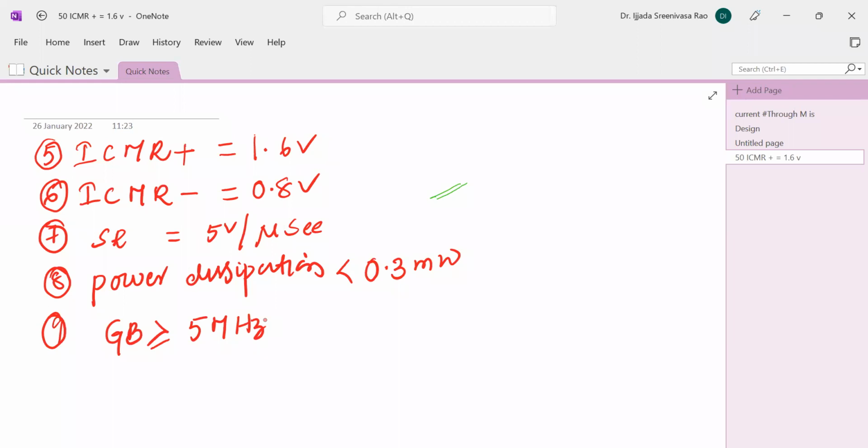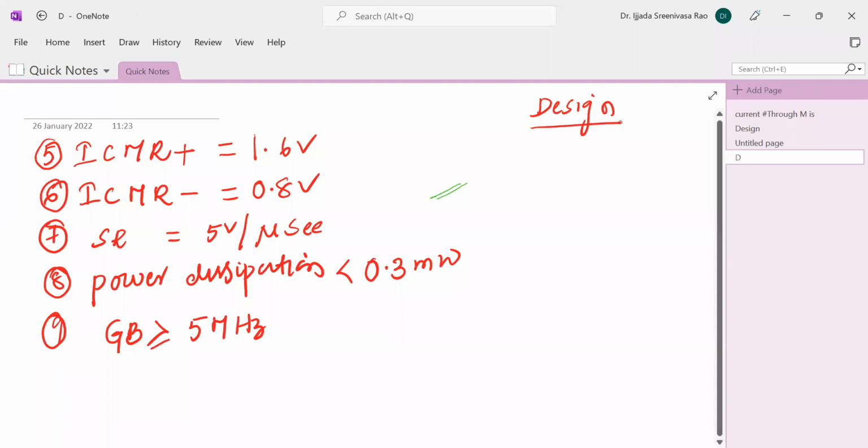With these specifications, we should design the differential amplifier. What do you mean by design? Design means, what is the meaning of the design? Hello? Anybody know what is the design?